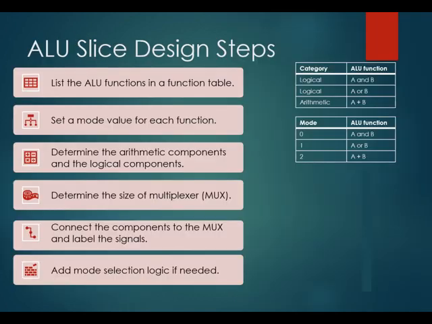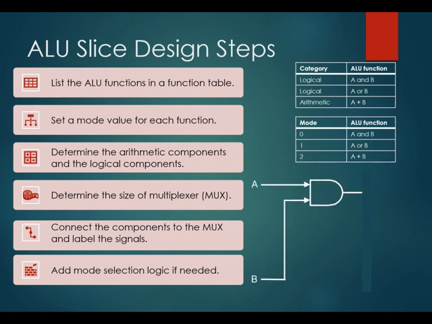So these are the steps that you can consider when you want to design an ALU. So first, we need to be clear what functions we want to include in the ALU. We can list the functions in the form of a table, like for example, we want to design an ALU that consists of A and B, the AND operation, OR operation, and the addition. We can list them in a table. Then we can set the mode value for each function. Okay, so we list down the functions here and set the mode value we want to design for each function of the ALU.